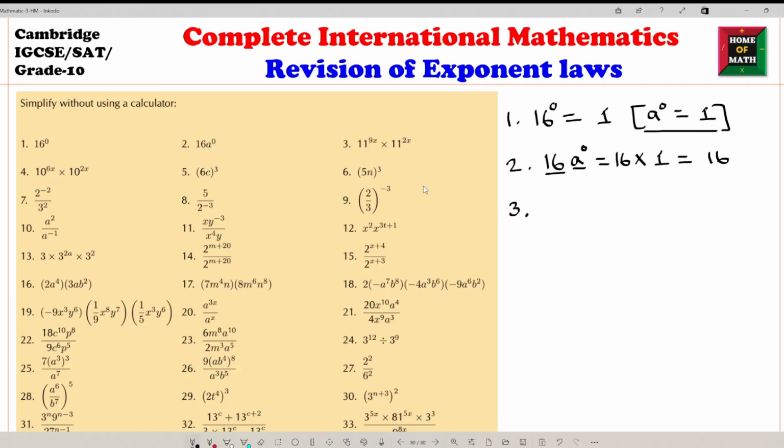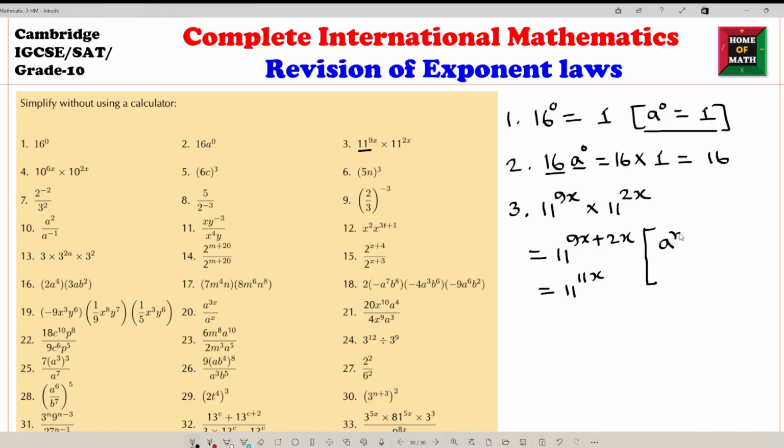Number 3. Here is 11, we can write 11 to the power 9x times 11 to the power 2x. This one we can write 11 to the power 9x plus 2x. The answer is 11 to the power 11x. Now, what is the law of exponent?